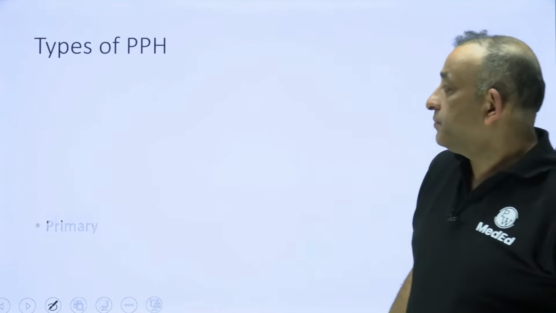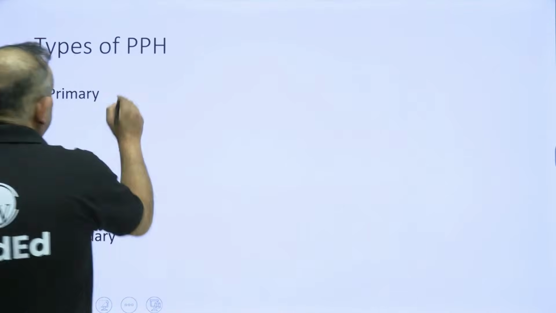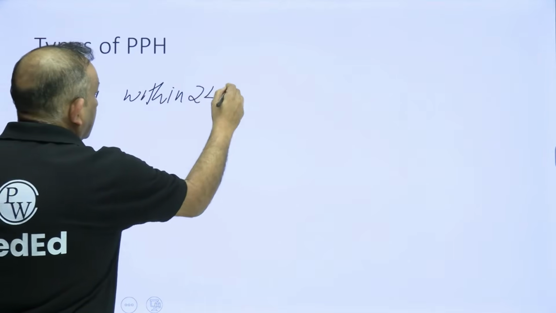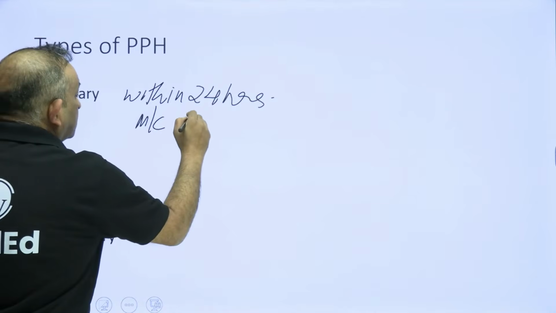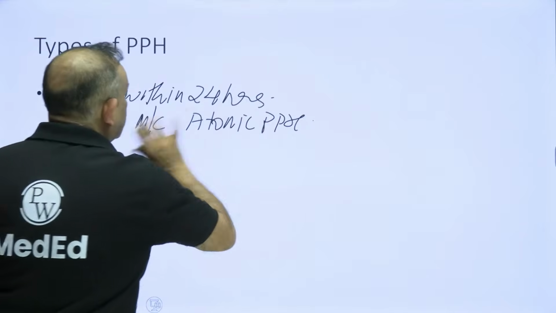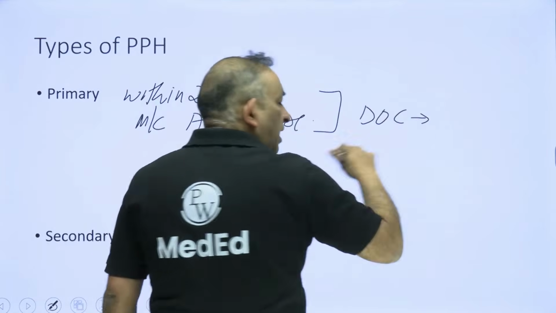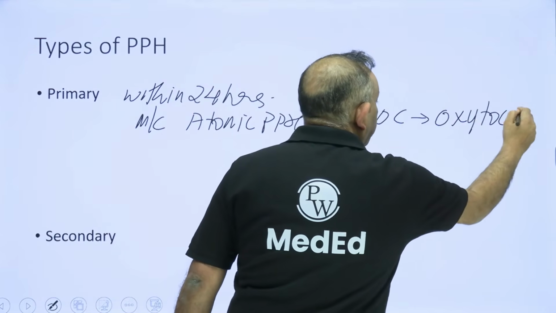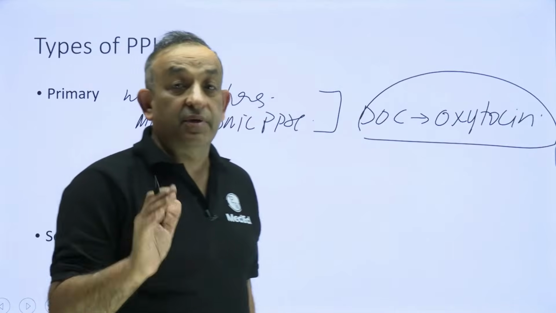Right. So types of PPH: primary PPH and secondary PPH. Primary PPH is within 24 hours of delivery, and it is most commonly because of atonic PPH. And you should know this much straight away, that the drug of choice, I'm going to tell you a lot of details, but the drug of choice is oxytocin. I'm going to finish off the question which is coming in your table viva. This is what you have to know immediately.